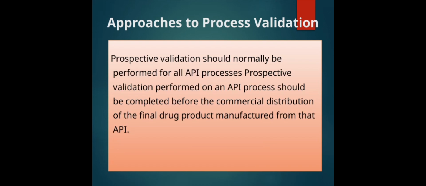Let's talk about approaches to process validation. Prospective validation is a key point here, and it should generally be performed for all API processes. This means that before a drug product made from that API is actually marketed, we need to complete this validation. In other words, we want to ensure that the process is consistently producing quality outcomes before the product hits the market. Performing prospective validation beforehand helps us verify that the process is reliable and under control early on.